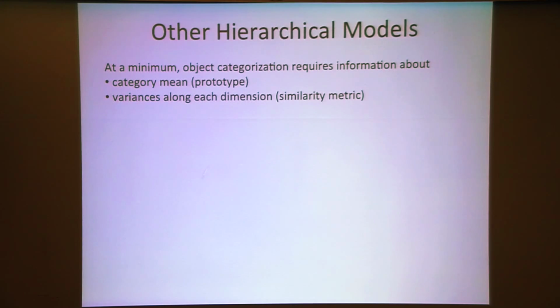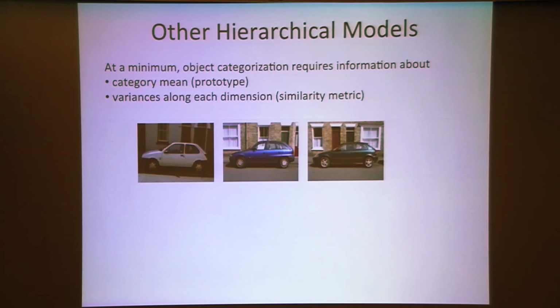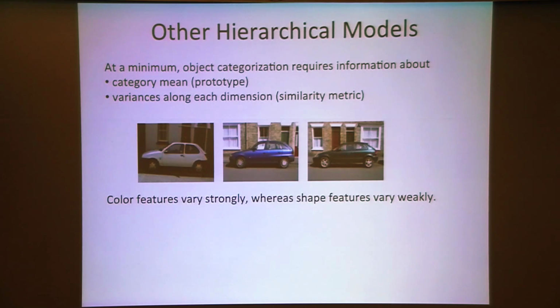One question that typically pops up in a lot of applications is that if you want to do object recognition or object categorization, with just one example, you typically would say, well, I would need at least to know the mean of the object or the prototype, and I would need to know the variances or some form of similarity metric, saying how different objects relate to each other, right? So here's an example. If I show you these cars, you may say that the color features vary fairly strongly, but the shape features don't vary at all, right? And that's what quantifies the notion of a car, right?